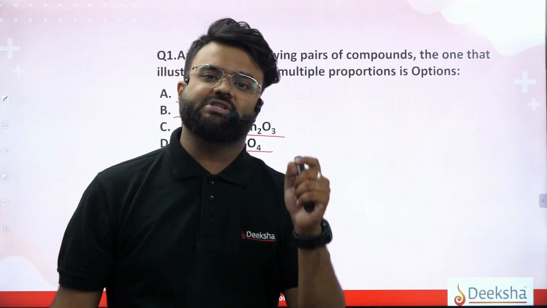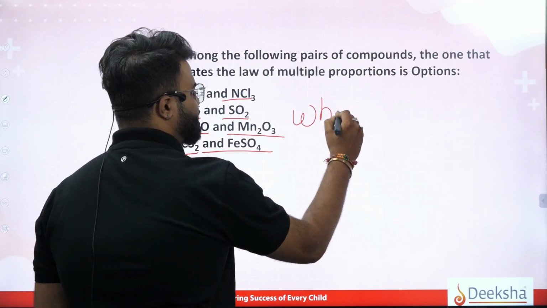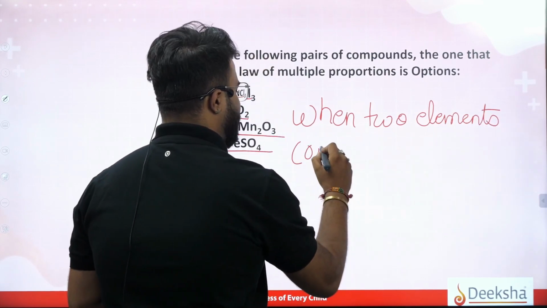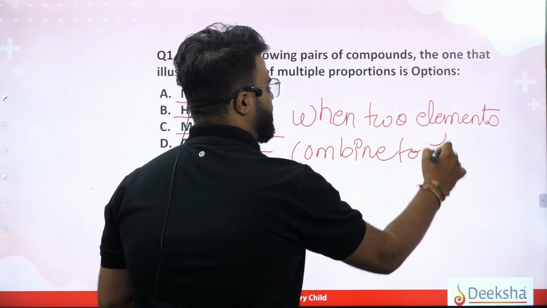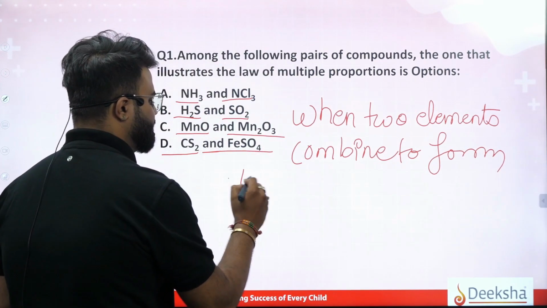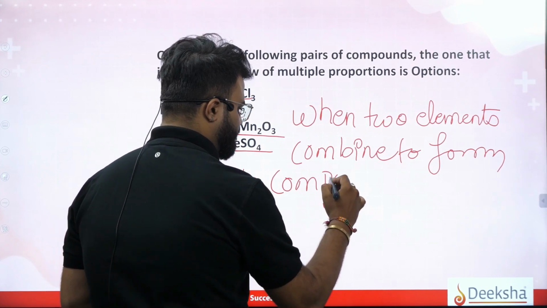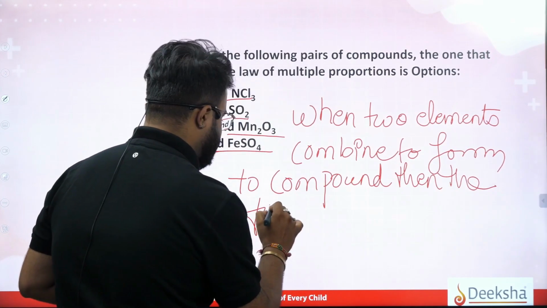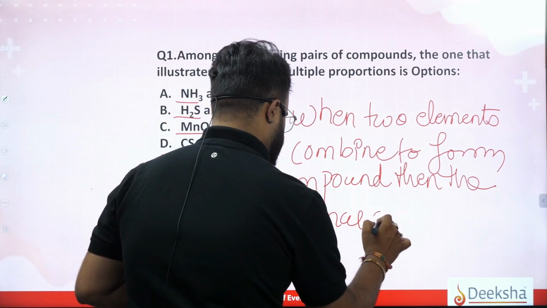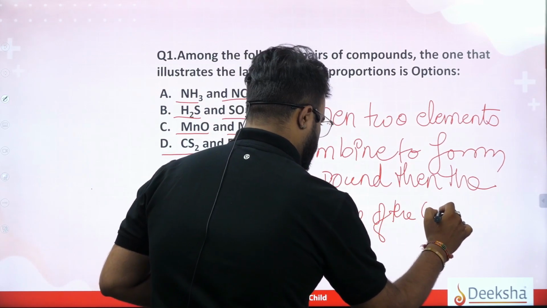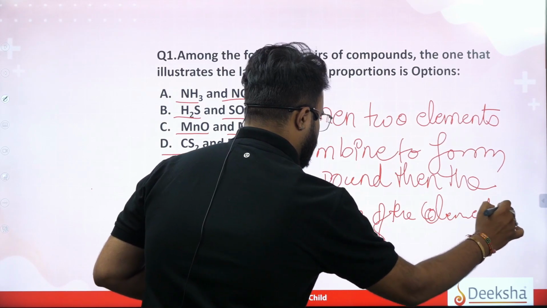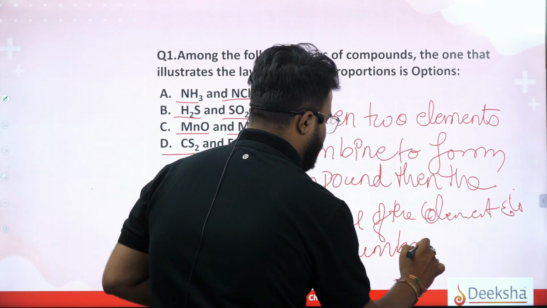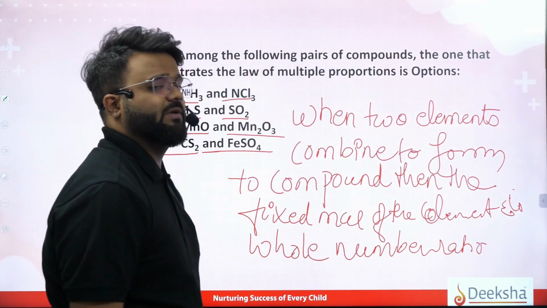The law of multiple proportion states only one thing: when two elements combine to form a compound, then the fixed mass of the element is in a whole number ratio. So it will be in the form of a ratio.